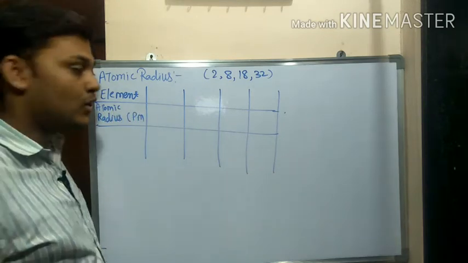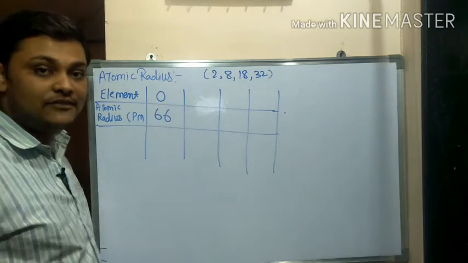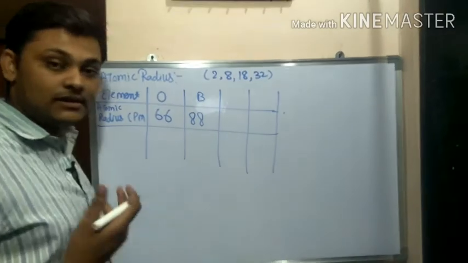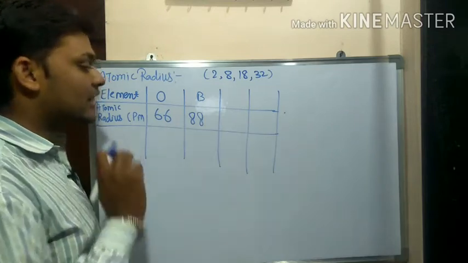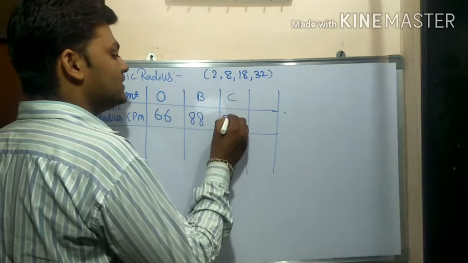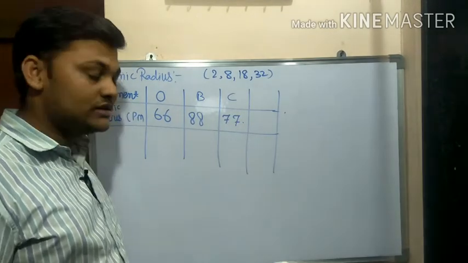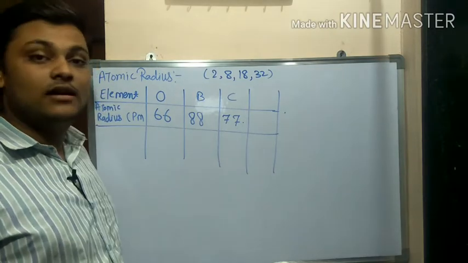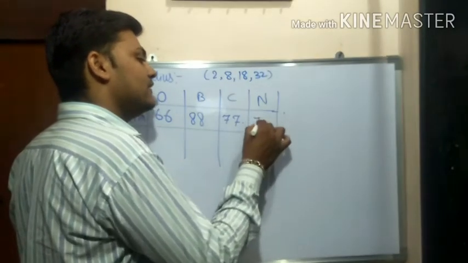First of all, I have taken oxygen, so the atomic radius of oxygen is 66. Next, boron, with atomic radius 88. Next is carbon, which has atomic radius of 77. Next, nitrogen, which is 74.